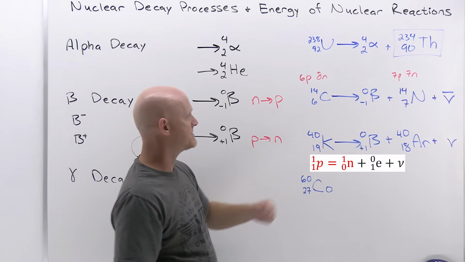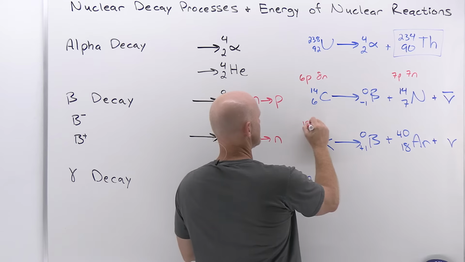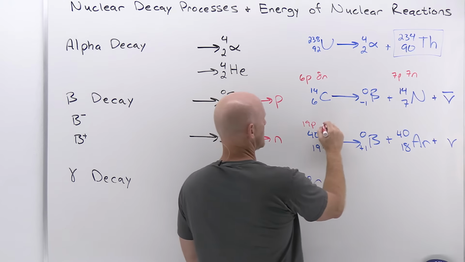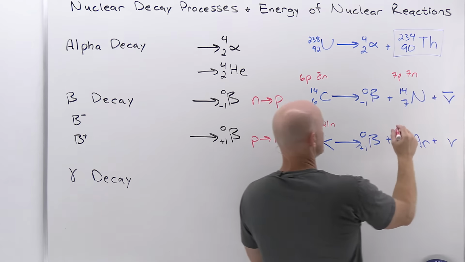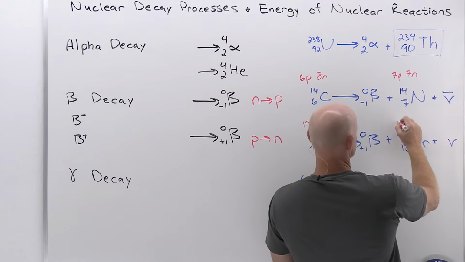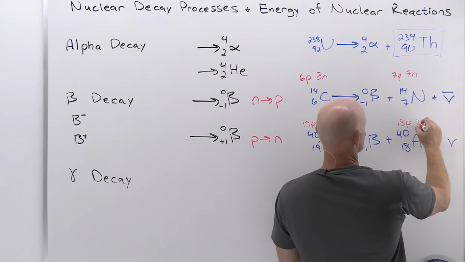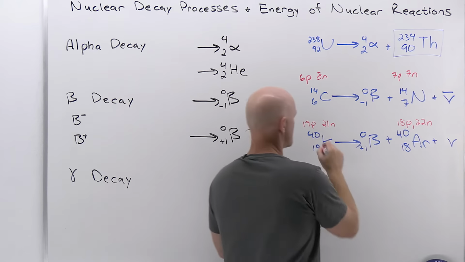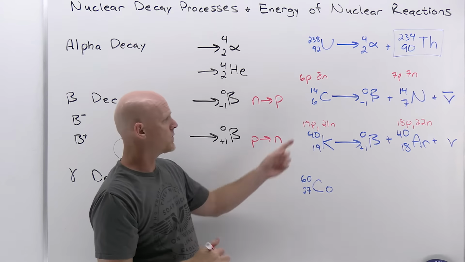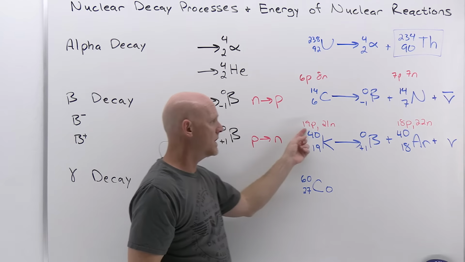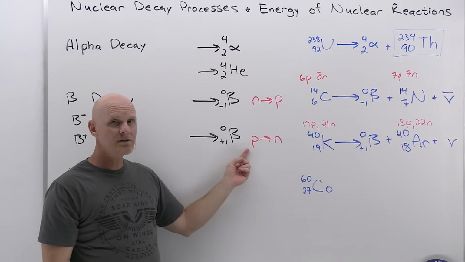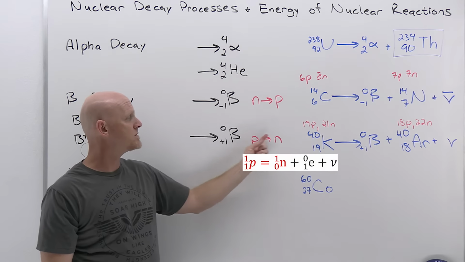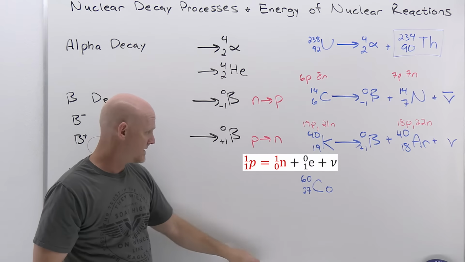So if we look at potassium-40 first, it's got 19 protons and then 21 is the difference, neutrons. Whereas argon-40 has got 18 protons and then 22 neutrons. And so if you look, we're decreasing the number of protons by 1, but increasing the number of neutrons by 1 instead. And so ultimately, this is the net conversion of a proton to a neutron.